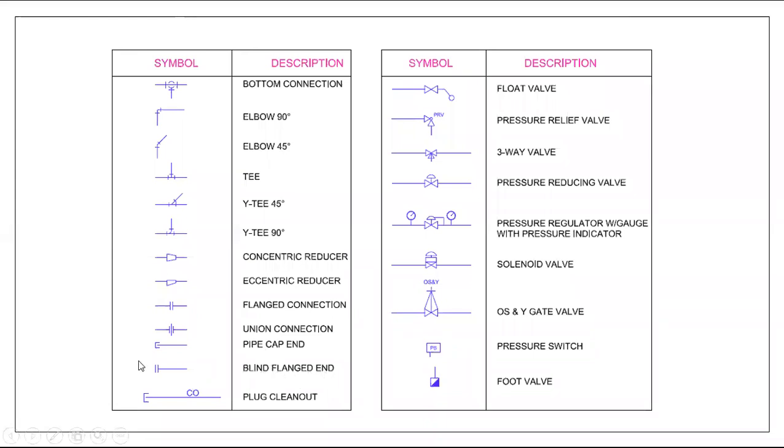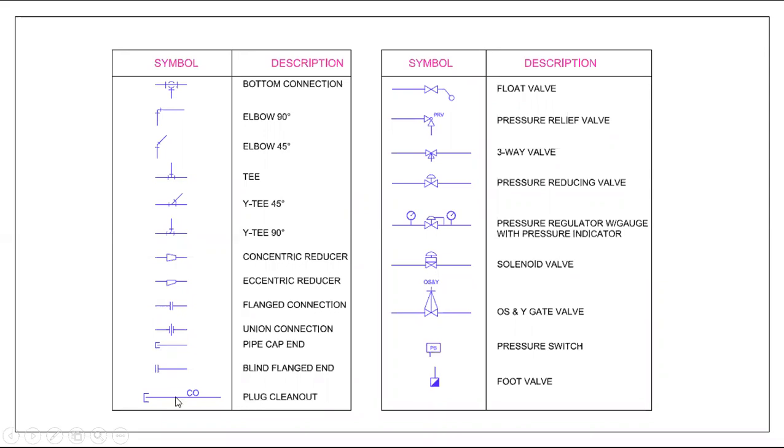Blind flange end. An end cap means you are using a sleeve type cap. Here we are using a flange type cap. For the flange, you can remove the screws, then you can remove the blind flange.